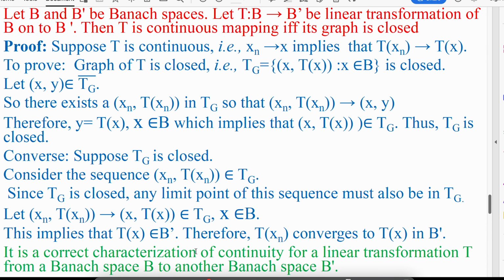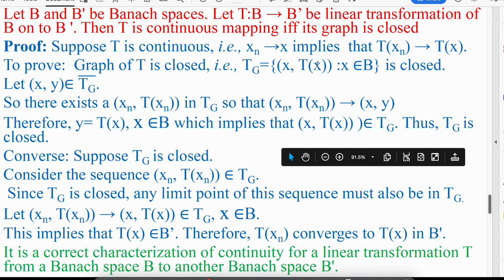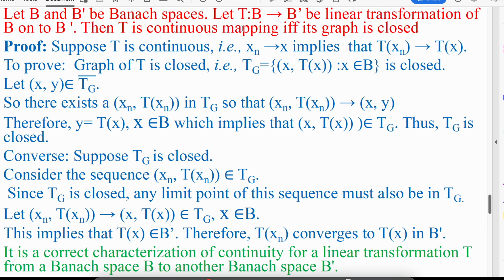Now one more result. If B and B dash are two Banach spaces and T is a linear transformation from B onto B dash, then T is a continuous mapping if and only if its graph is closed. Suppose T is continuous, then we have to show that its graph is closed. T continuous means if there is a sequence xn converging to x, then Txn converges to Tx. This is by definition of continuity.